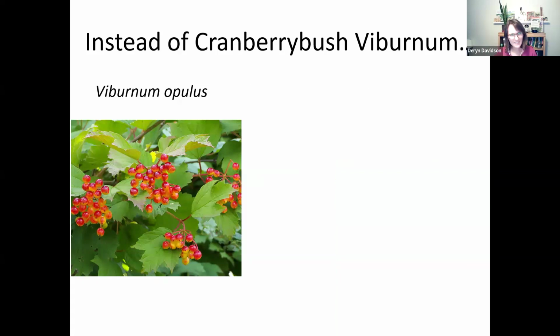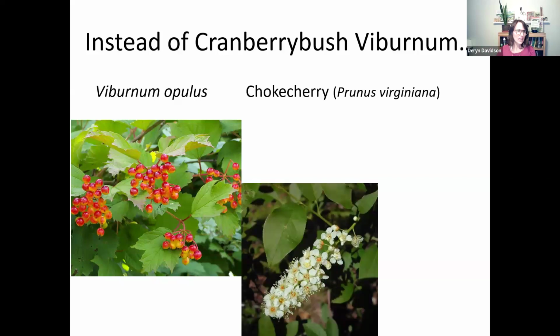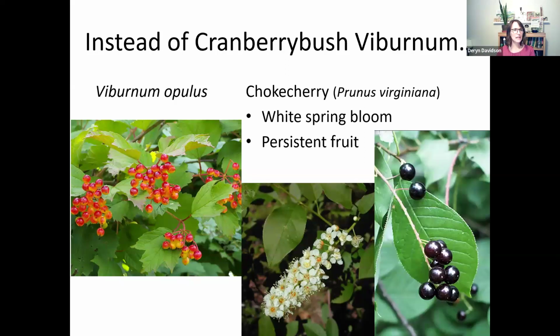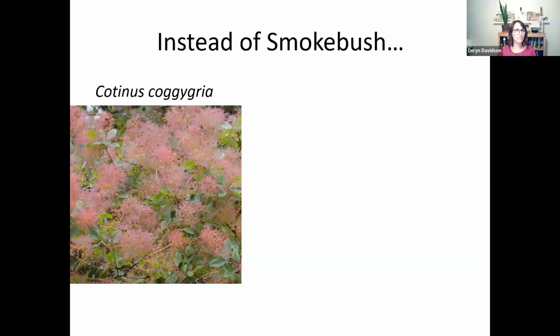They get spider mites, they start to look kind of scraggly and funky, they die out in the middle. So potentially instead of that, we could do chokecherry. Has a nice white spring bloom, has a persistent fruit, and this one will tolerate shade like cranberry bush viburnum will. Chokecherry, of course, they can get kind of tall and they form a thicket. So again, you want to plan for that and know that it's going to take up some space. But this is a great one for pollinators and wildlife too.